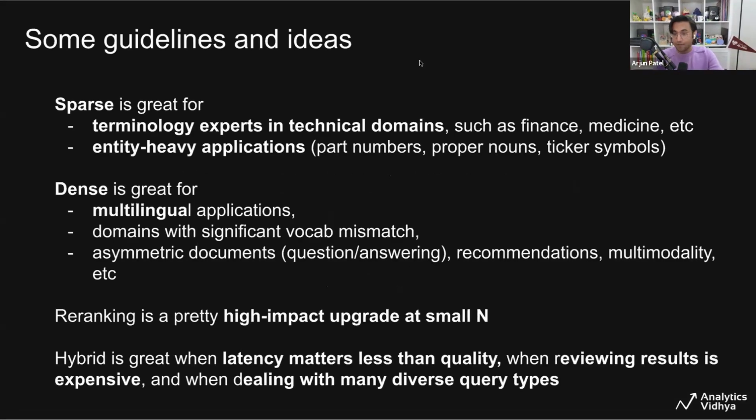Sparse search is great for terminology-heavy expert, technical domains like finance or medicine, or when you're dealing with a lot of entities like part numbers, proper nouns, ticker symbols, money, and so on. Dense is great when you have multilingual applications because you can represent everything in the same vector space and just do search without having to do translation. It's also good in domains where there's significant vocabulary mismatch, or when you have asymmetric documents like questions and answers, recommendations, multimodality.